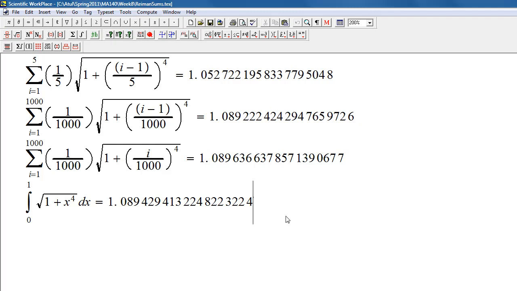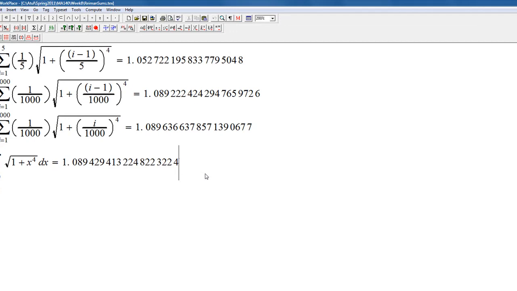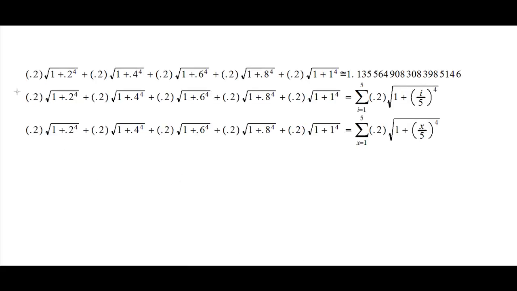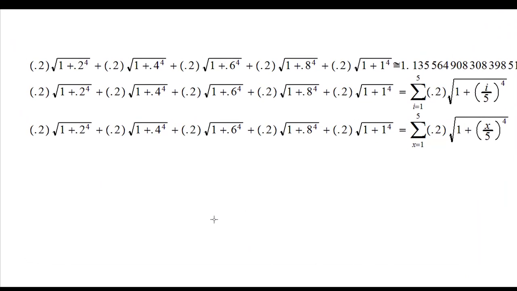So I'll post another example very soon, and I'm going to post a script of this on our web page. Let me know if you have any questions. Now, I computed these sums using that software called Scientific Notebook.